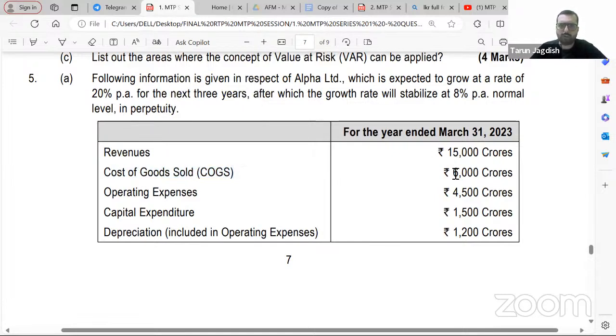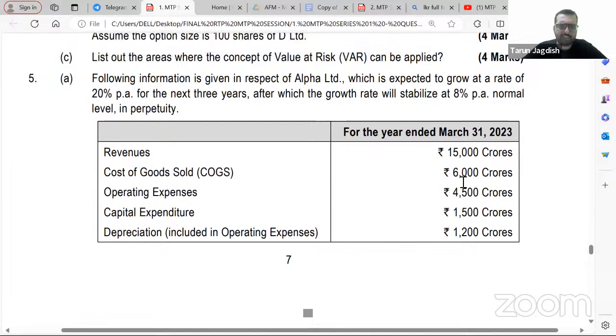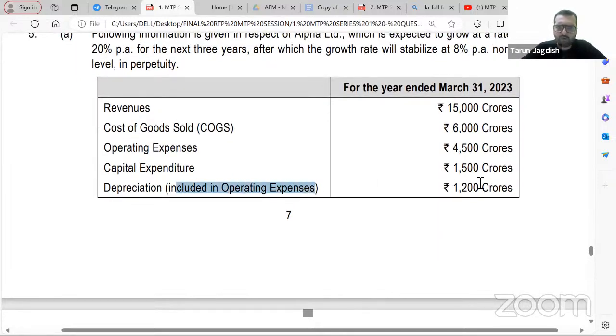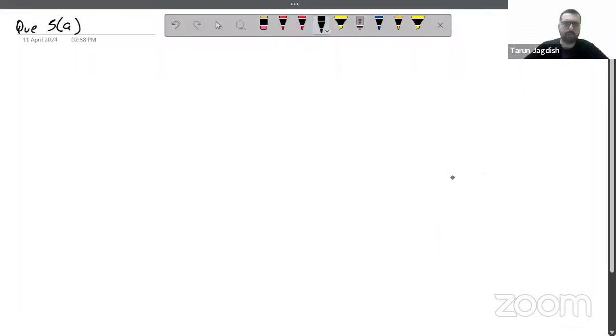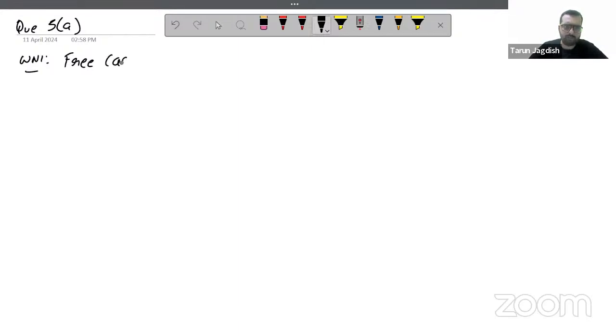Okay. So what will you do? Revenue minus cost of goods sold will give you the GP. Minus operating expense will give you the operating profit. From the operating profit, you're supposed to reduce the depreciation. I think that's already included in operating expense. All right. So what I'll do is first we'll just write down working note number 1 and let us try working out the free cash flow.